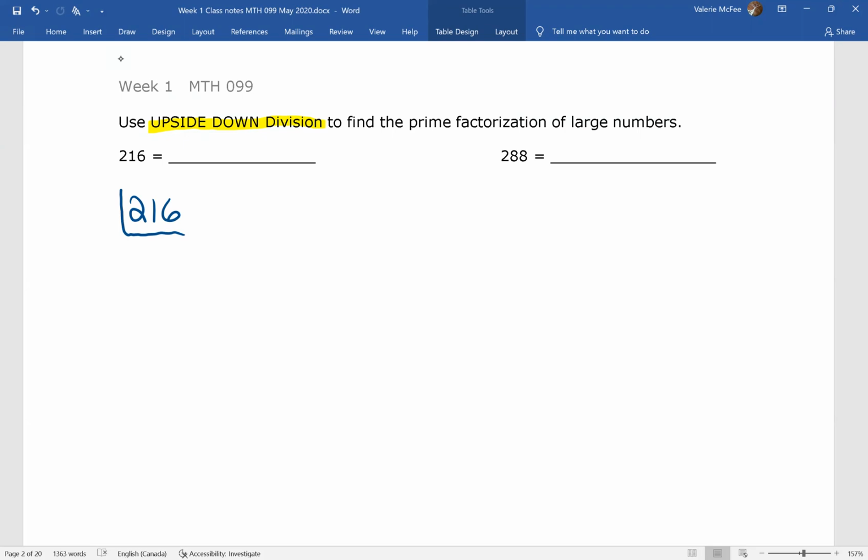We're just going to do it going upside down with our quotient. We're going to divide by prime numbers. So it's a good idea you've at least memorized maybe the first 8 prime numbers. Can you write them down here?